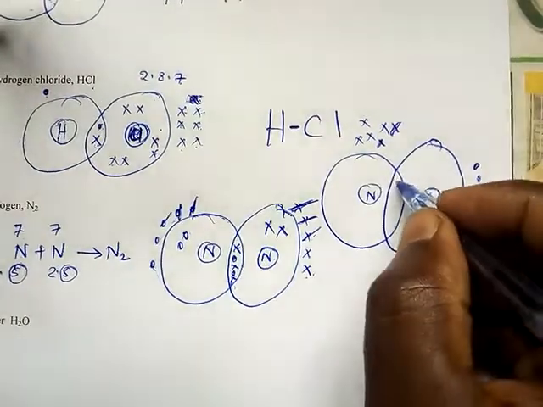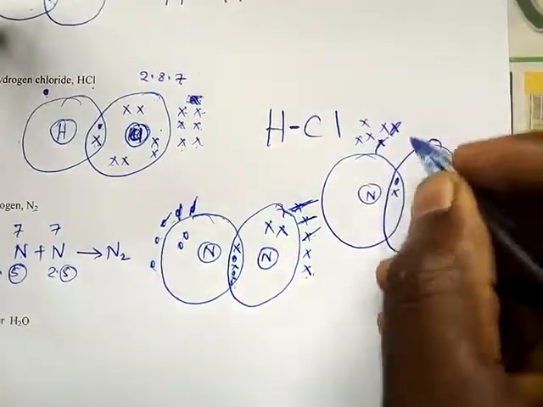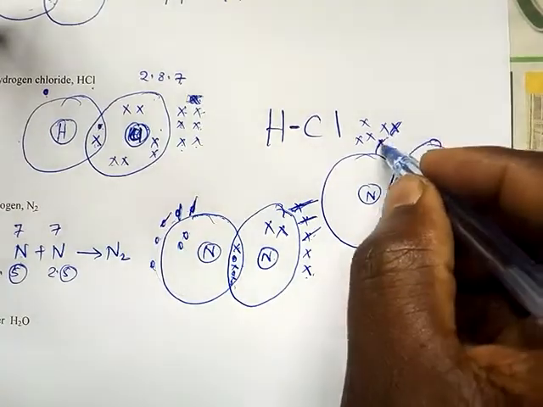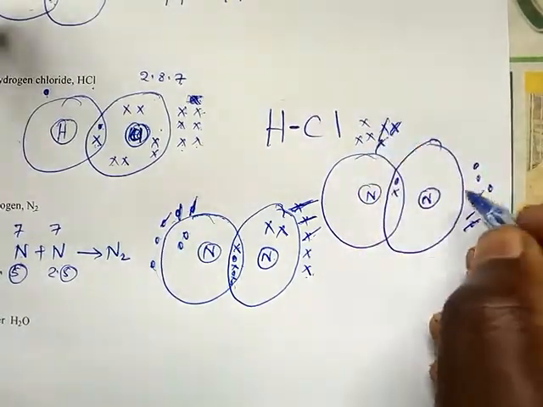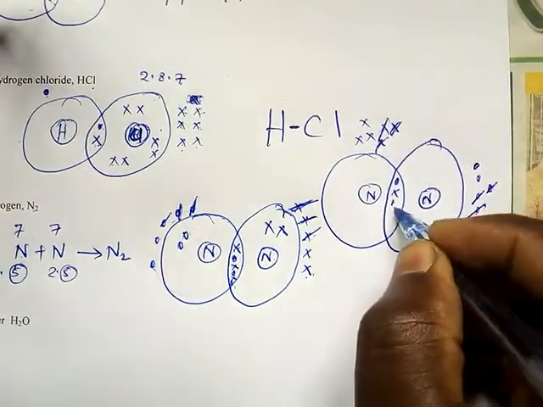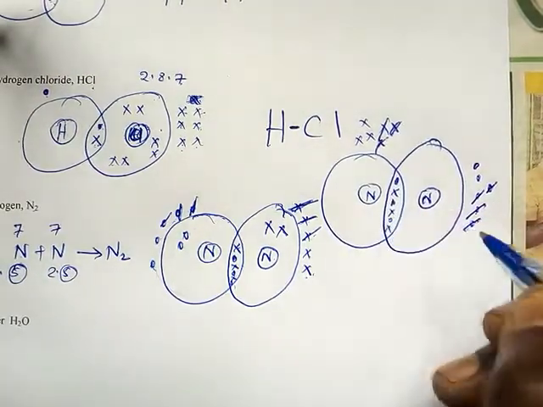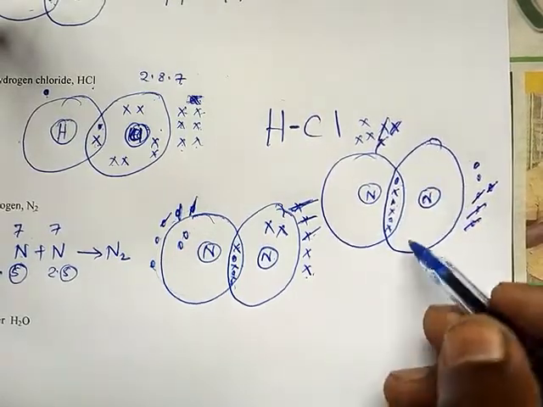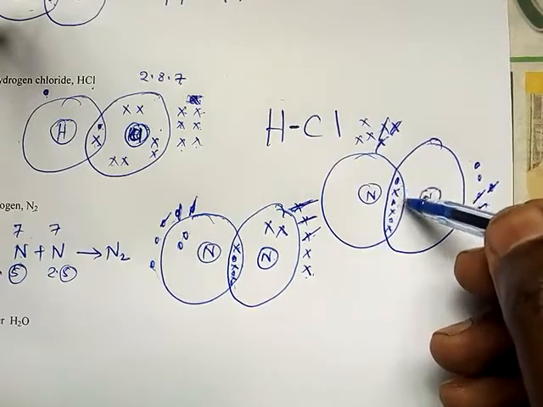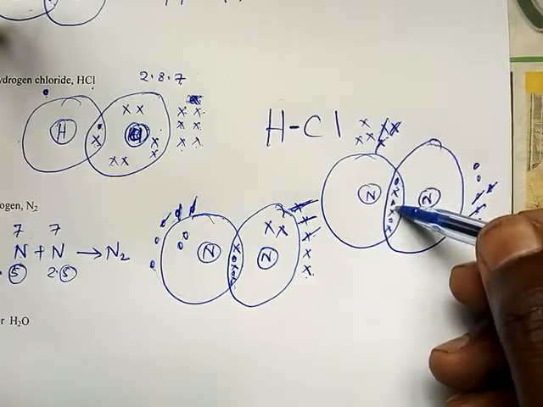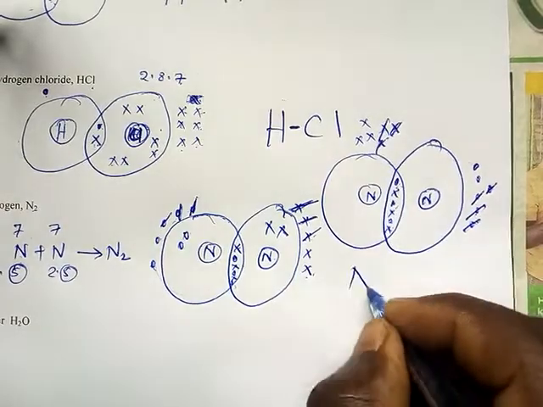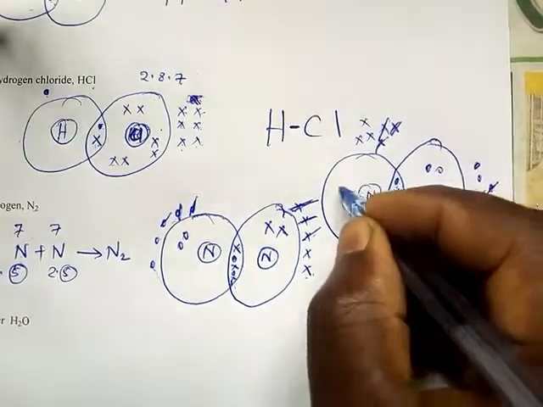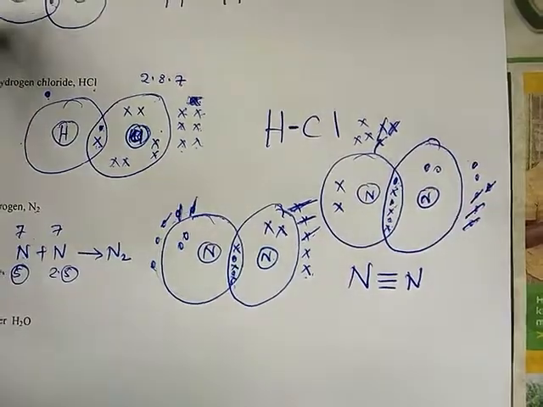So 1 brings 1. This one brings another one. This one brings 1, 2, 3, 4. So brings another one. Brings another one. 1, 2, 3, 4, 5. 1, 2, 3. So we have 3 of them, 3 covalent bonds. So now this is nitrogen. Like that.